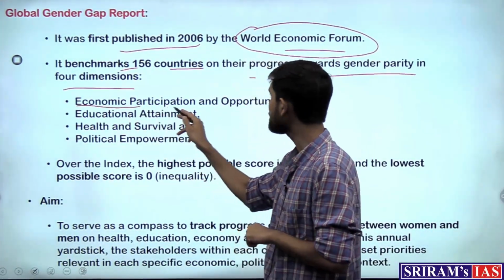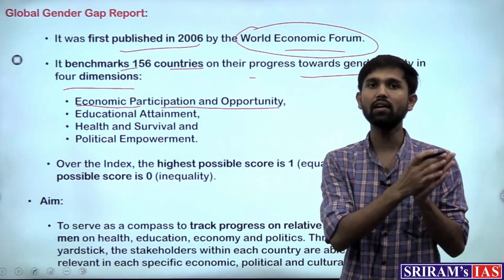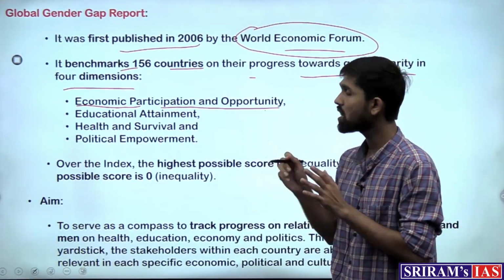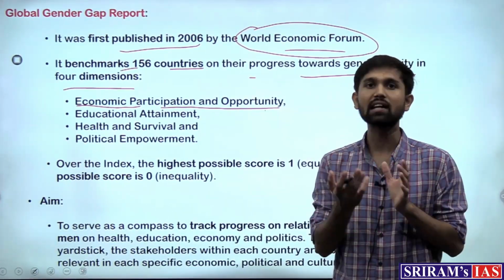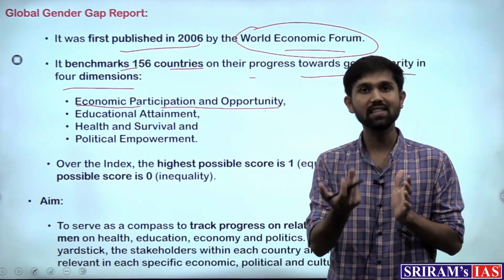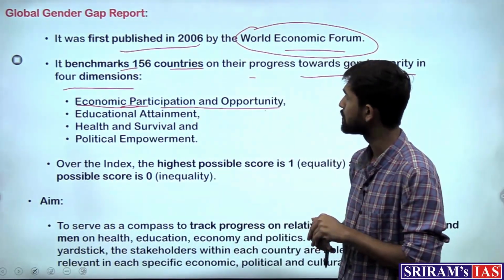First is the economic participation and opportunity, which generally would mean that for women and other populations, how effectively are they able to participate in the economy? Are they able to procure jobs? Are they skilled enough to procure jobs? That is covered under the economic participation and opportunity.